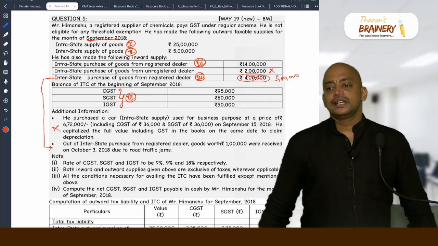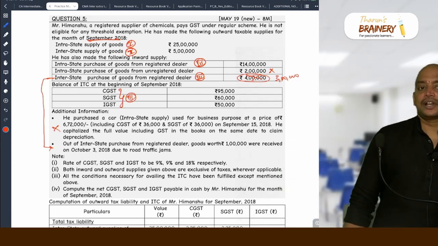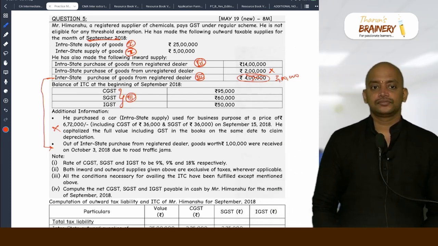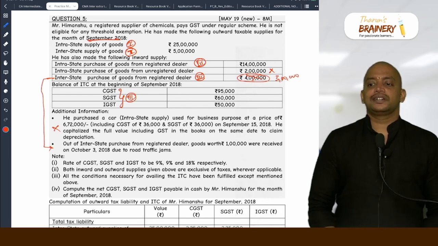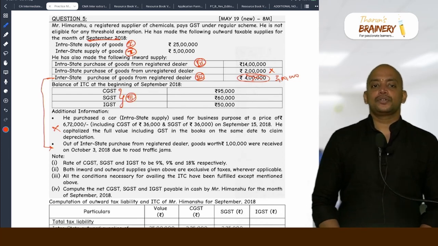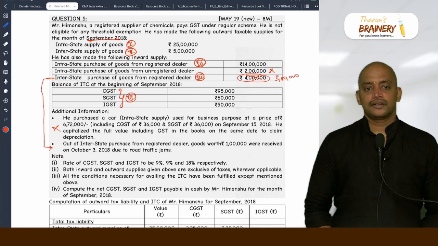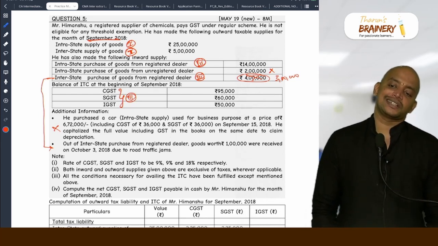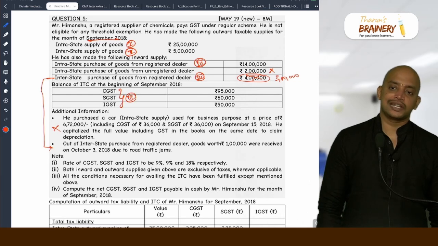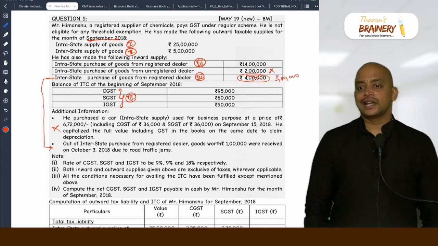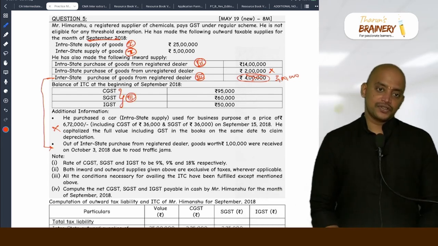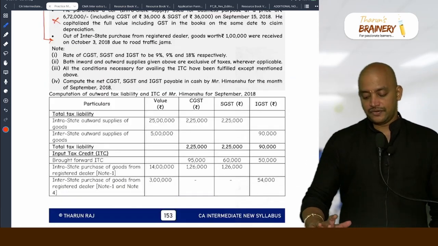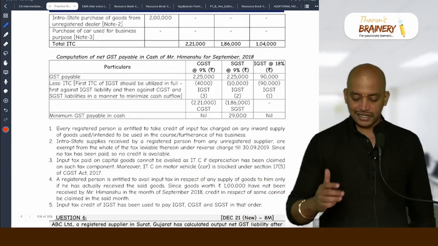Then next one, CGST and SGST credit utilized. How much is the CGST credit? 2,21,000. CGST 2,21,000. SGST 1,86,000. 2,21,000 and 1,86,000. Just the previous statement you need to take. Now you will get 4,000, 25,000, 0. 4,000, 25,000 and 0.